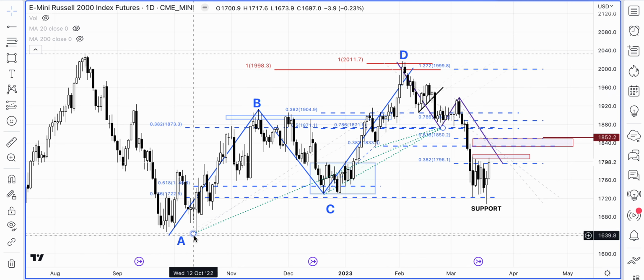And then we'll begin to look at a bigger ABCD formation in this index as well, just like the possibility of 4500 being back on the ES. We'll have to wait and see how it's going to pan out.